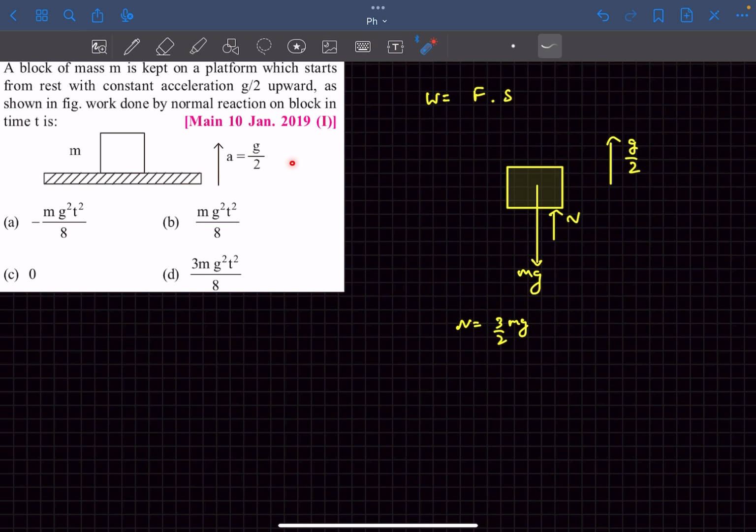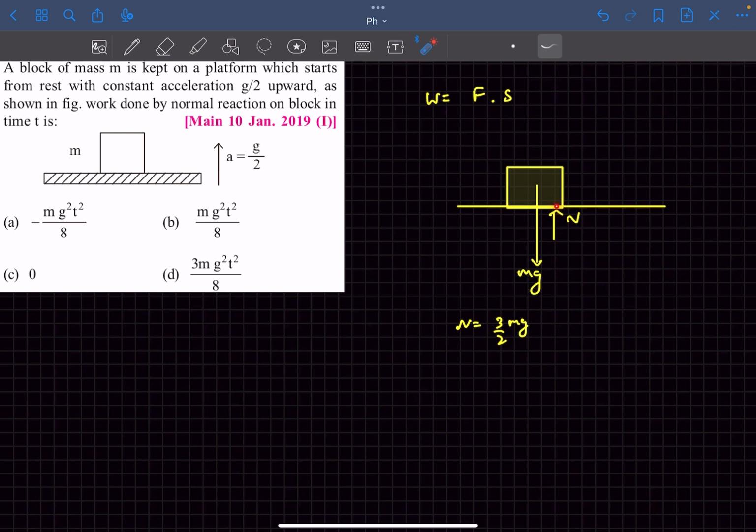They are asking the work done by the normal reaction on the block with respect to a person standing on the ground frame. If the guy was standing over here, then with respect to him, the work done by normal on the block will be 0, because with respect to him the block's displacement in the vertical direction is 0. But in this problem, we have to find the work from the ground frame. Okay. So now what is the work done by normal?